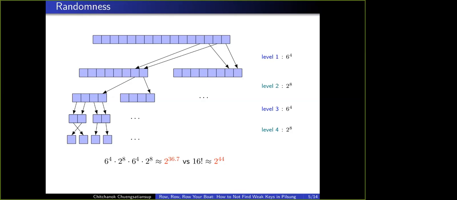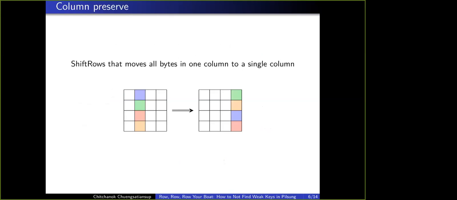In particular, we are interested in weaknesses where the permutation preserves a column. And we will take a look at what we mean by preserving a column. We are looking at a shift row that moves all bytes in one column to another column, but again in a single column, as in the figure. So we move column 2 to column 4. Rows can be shuffled around, but again, it aligns in the same single column.